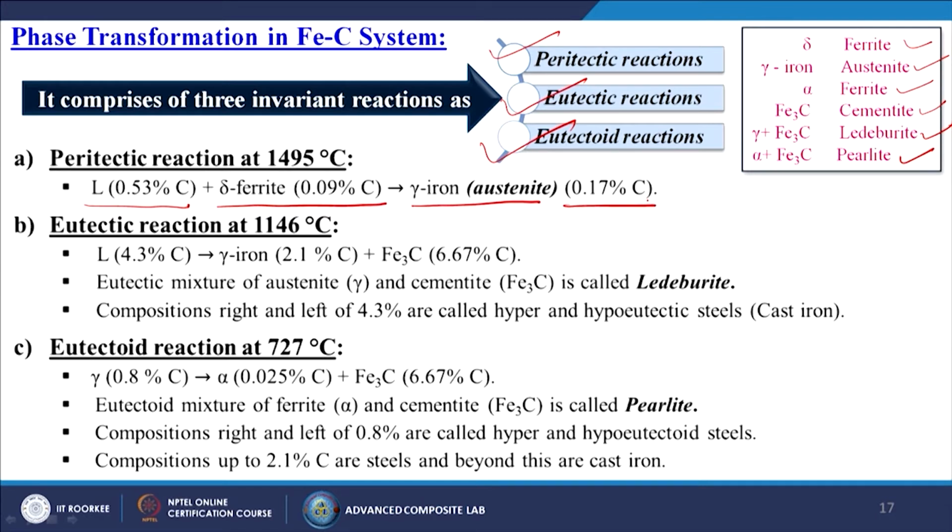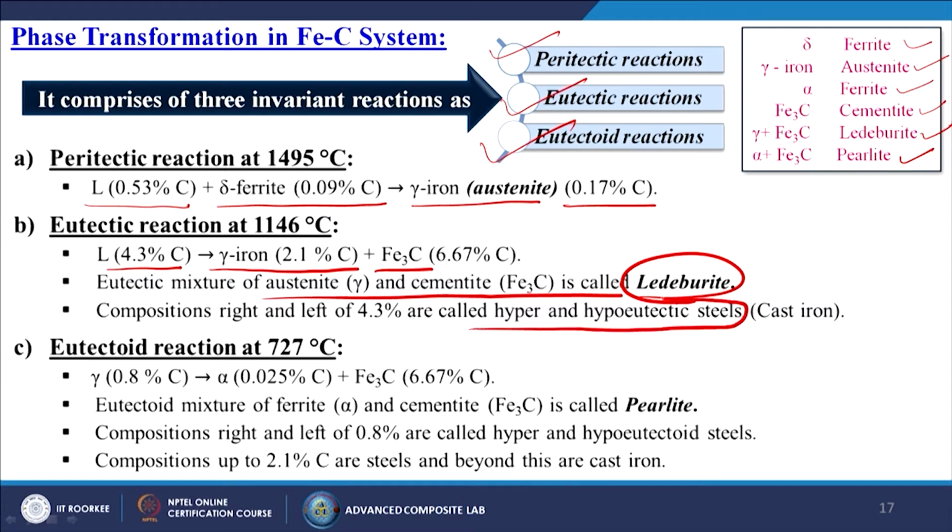What is the eutectic reaction at 1146 degrees centigrade? Liquid with 4.3% carbon converts into gamma iron with 2.1% carbon plus Fe3C with 6.67% carbon. The eutectic mixture of austenite and cementite is called ledeburite. Next, compositions to the right and left of 4.3% are called hyper and hypoeutectic steels, or may be known as cast iron.